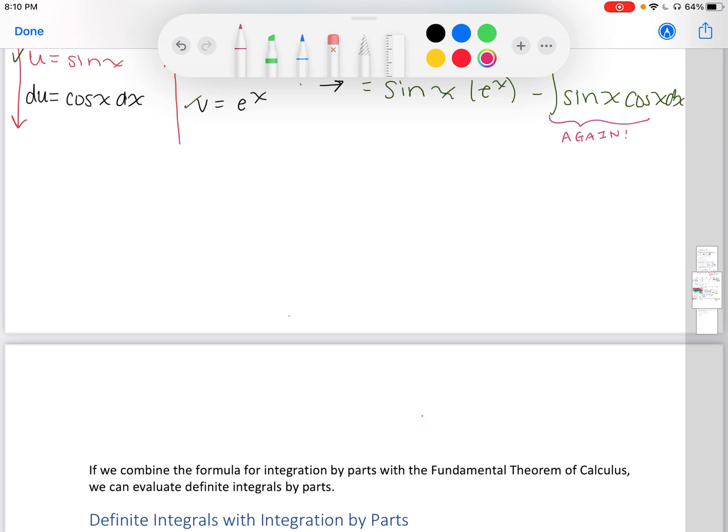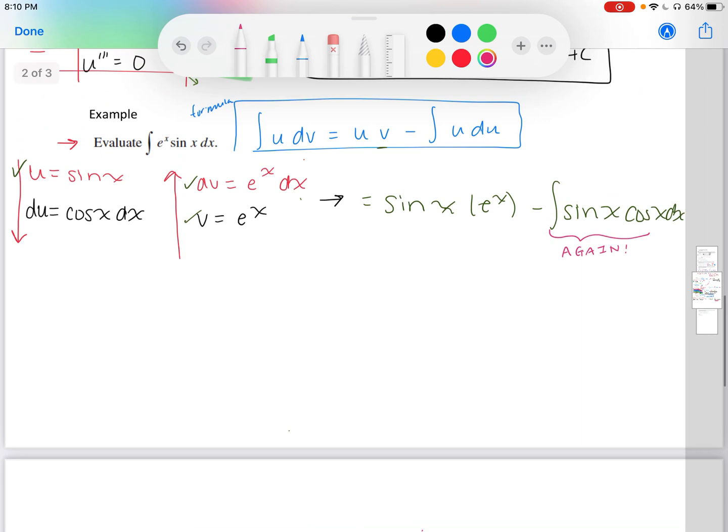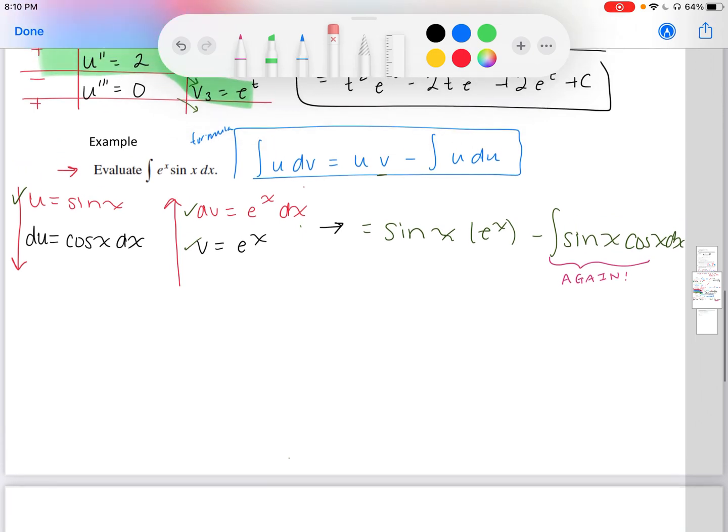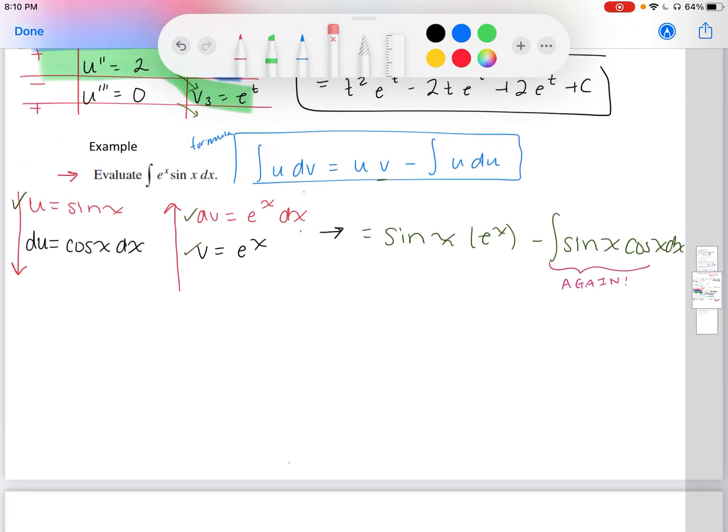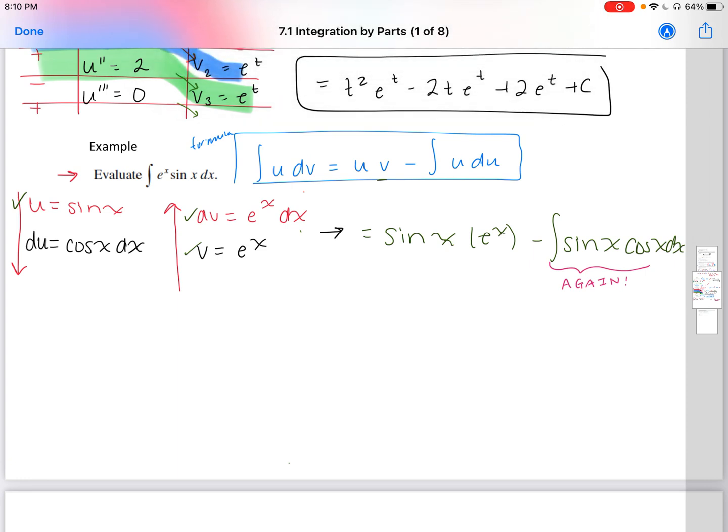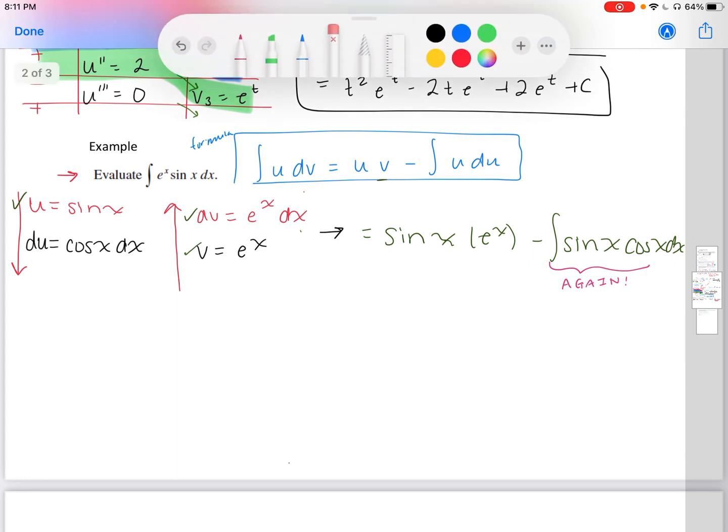Okay, let's use integration by parts. So let's let u be... oh, I made a mistake. Something should have been e to the x. I wrote it incorrectly. Integral of u dv. That's supposed to be v. So then that's supposed to be e to the x.